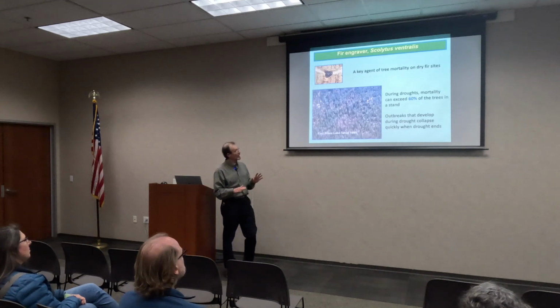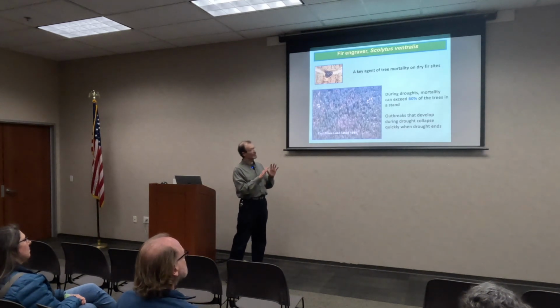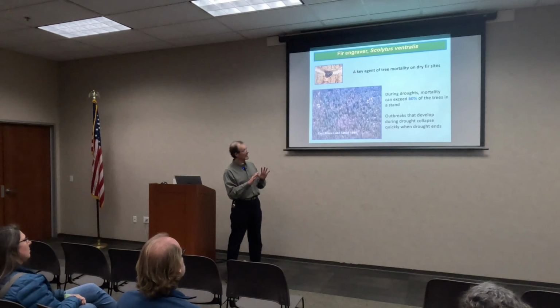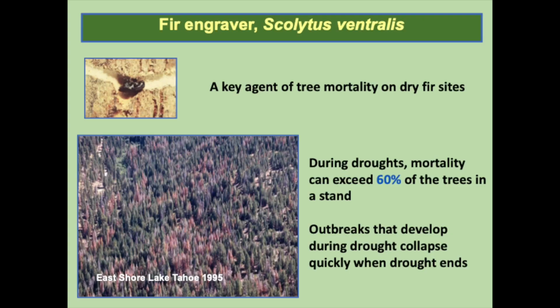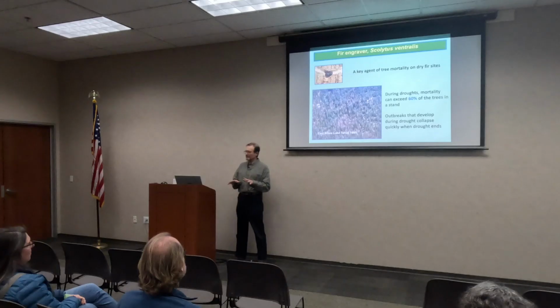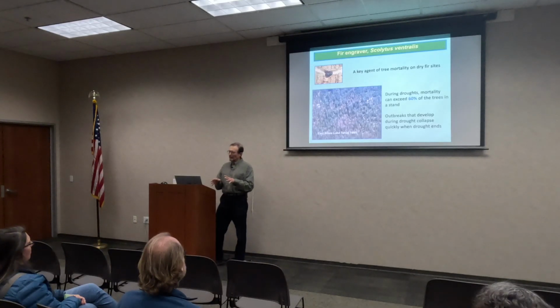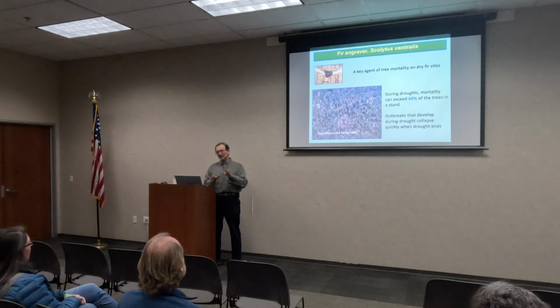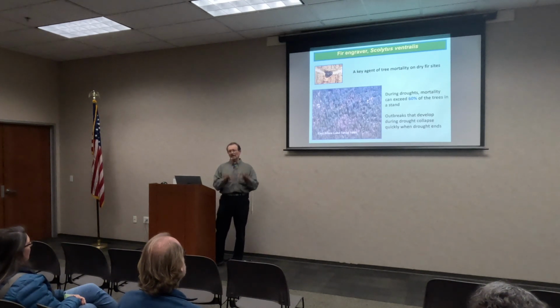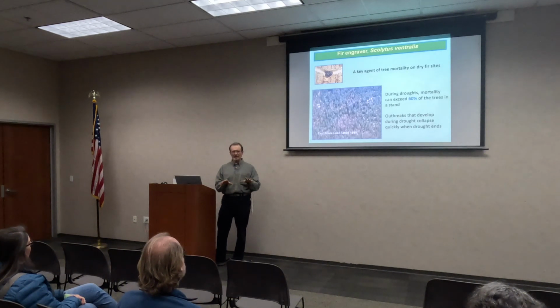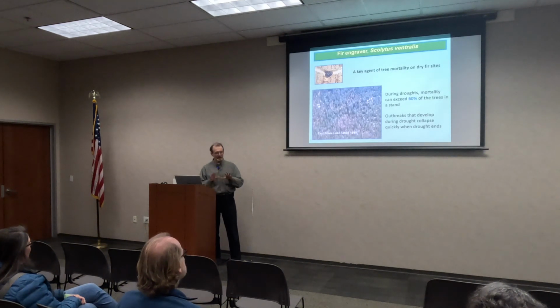There have been, on the drier fir sites, and I'll show you what I mean by a drier fir site, we can have extreme mortality from this beetle. They develop during drought. The trees are stressed. They can't defend themselves. They're killed by the beetles. But as soon as the drought turns around, these populations collapse very quickly. It's not a very aggressive beetle, but if the tree is stressed enough, it will kill them, and can kill them in a big way.